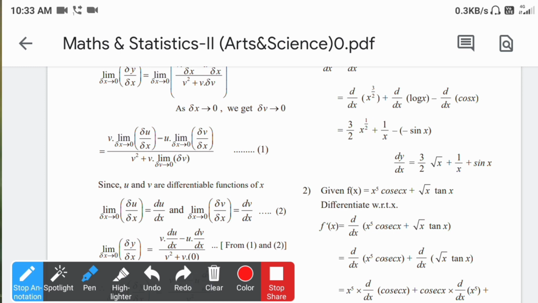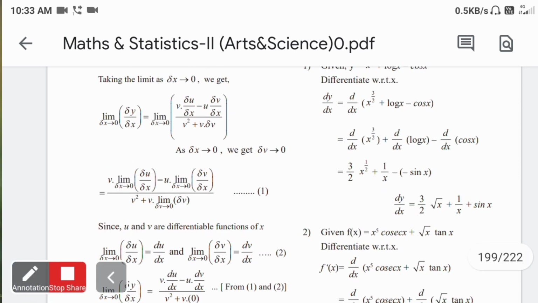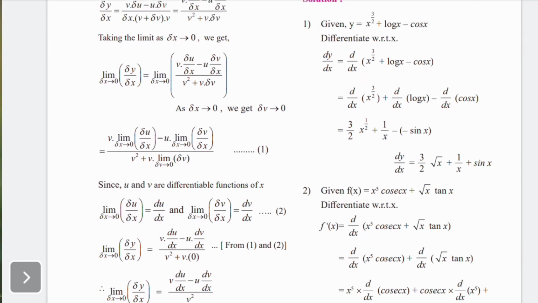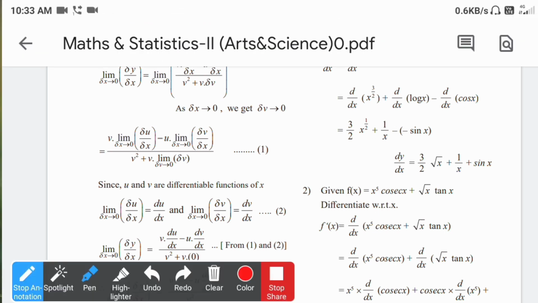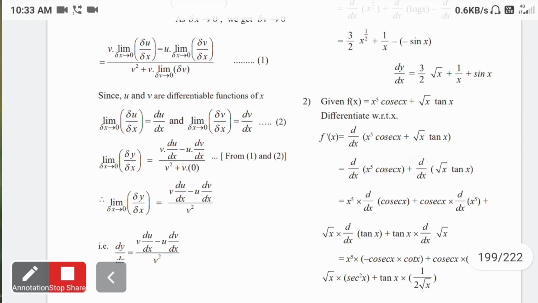And lastly, we take the derivative of cos x. The derivative of cos x is minus sin x, but you can see here is a minus sign and here is also a minus sign. So these two minuses come out to be a plus. So the final answer will be this. The derivative of x raised to 3 by 2 plus log x minus cos x comes out to be 3 by 2 square root of x plus 1 by x plus sin x. Okay, so that is the first example.